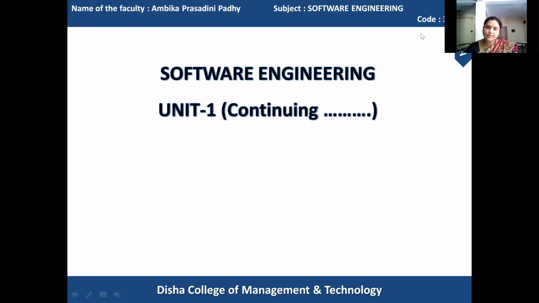Good morning, students. Today we'll discuss the same Unit 1 topics of software engineering. In previous classes, we have already discussed many of the topics. In our topics, we have covered the software development life cycle. And the next respective topic is software development life cycle models.